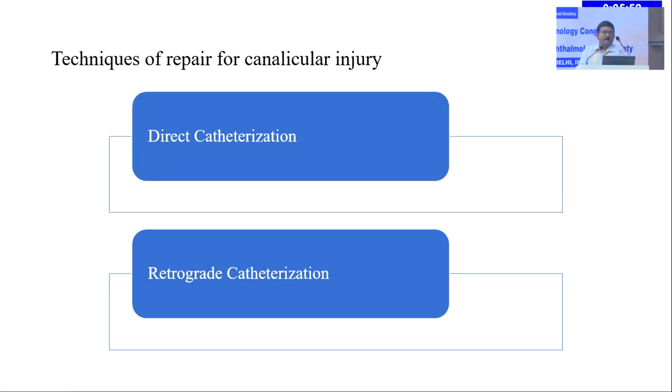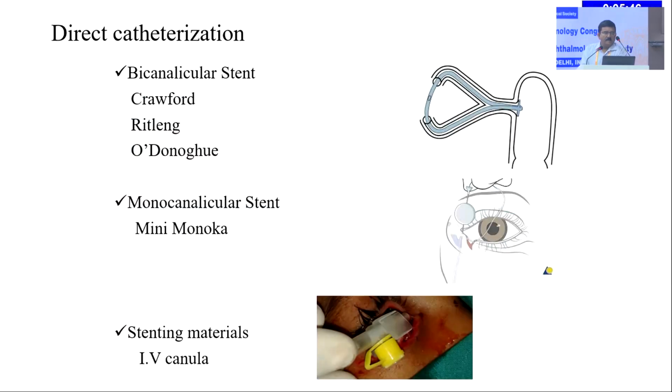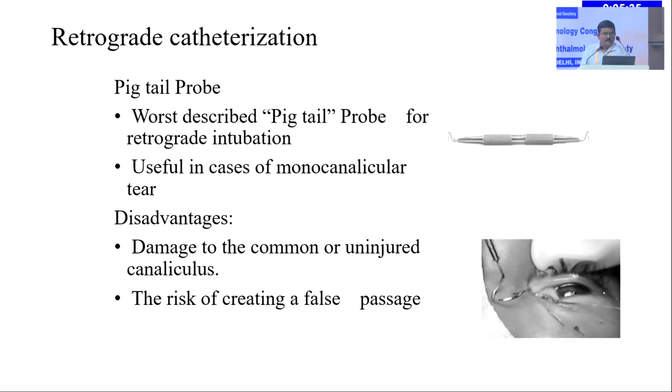Now we come to the technique of repair of canalicular injury. They are direct catheterization or retrograde catheterization. Direct catheterization we can do with a bicanalicular stent, monocanalicular stent, that is mini monoca, or the stenting material may be an IV cannula. And retrograde catheterization we do with the pigtail probe, which was described for retrograde intubation.